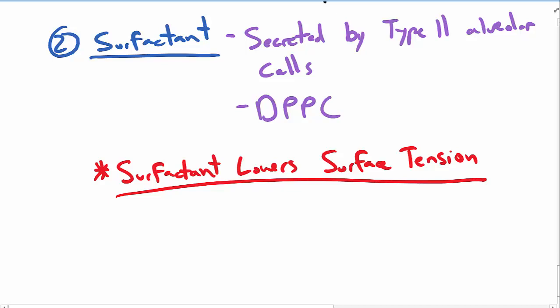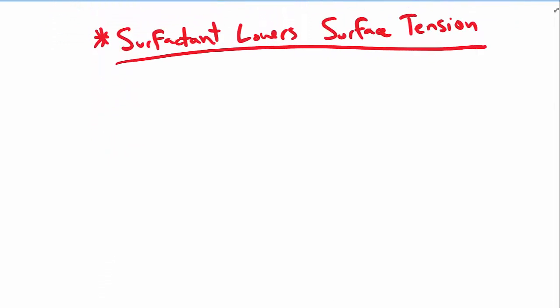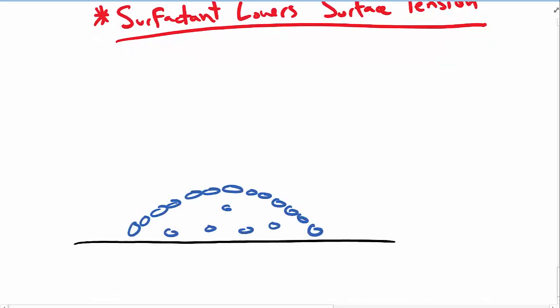So surfactant lowers the surface tension, and it does this in a really interesting way. Surfactant works because it contains a hydrophobic and a hydrophilic region, just like a phospholipid. In fact, surfactant, as I mentioned, is mainly made up of phospholipids. So let's take a look at that and how it works.